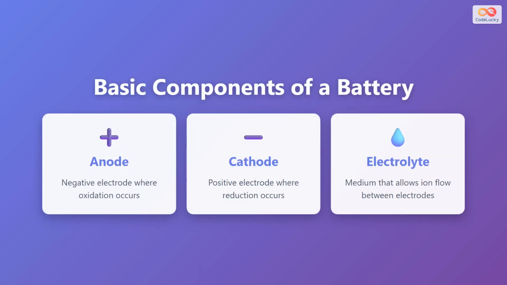Every battery has three essential components. First, the anode, which is the negative electrode where oxidation occurs. Second, the cathode, which is the positive electrode where reduction occurs. And third, the electrolyte, which is a medium that allows ions to flow between the two electrodes. These three components work together to create electrical energy.